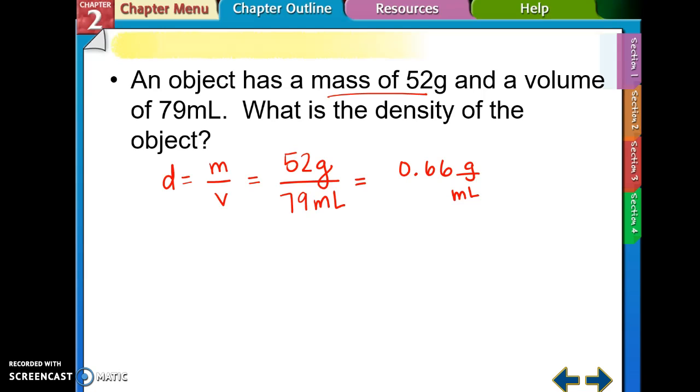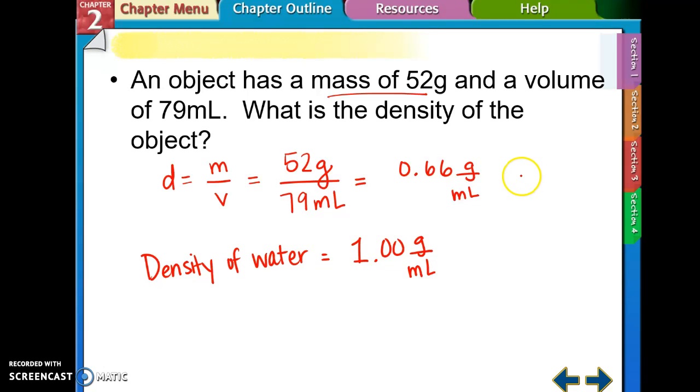So, would this sink or float? The density of water is roughly 1.00 grams per milliliter. So right here, the density of this object is 0.66. So since that is a lower density, that means that it has less mass per unit of volume than water does, it would float.